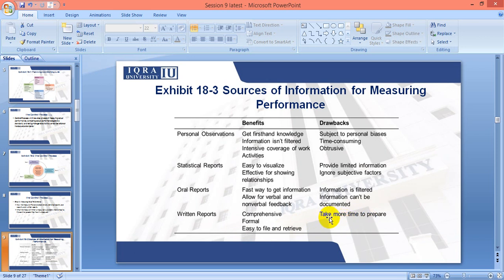But the major drawback is it takes more time to prepare. It's not easy to make such comprehensive reports. It utilizes a great amount of time. So the thing that I'm trying to explain is that we have many sources of collecting information for measuring performance, but they come with benefits and drawbacks. It depends on us which situation we are facing and which of the sources will be helpful in a certain situation.